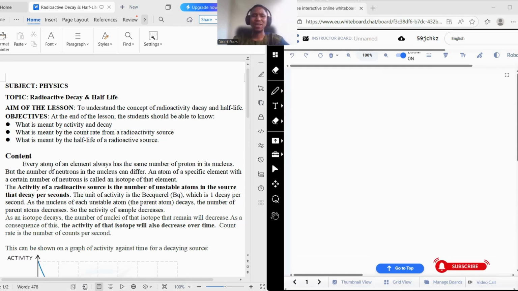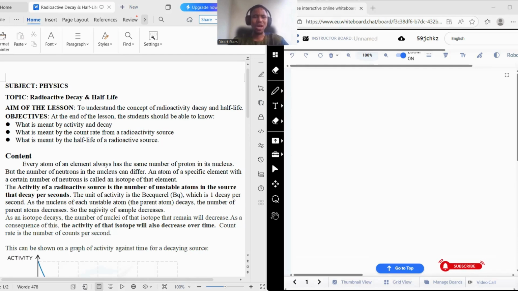Every atom of an element always has the same number of protons, which we call the atomic number, in its own nucleus, but a different number of neutrons, and that is where we come with isotopes. So it is this nucleus that does decay in an element. An atom of a specific element with a certain number of neutrons is called an isotope of that element.